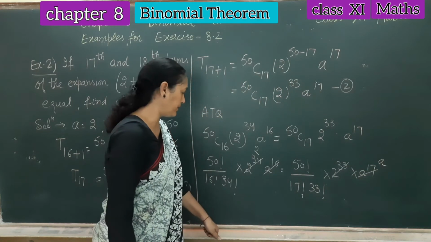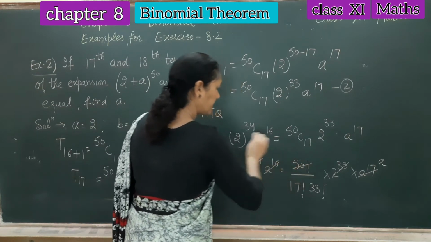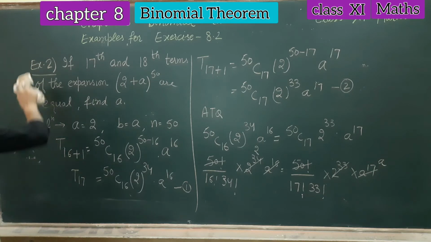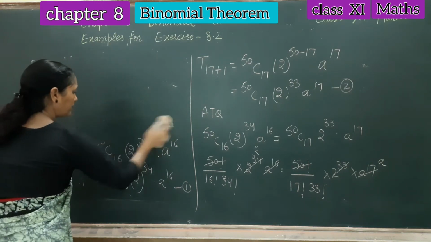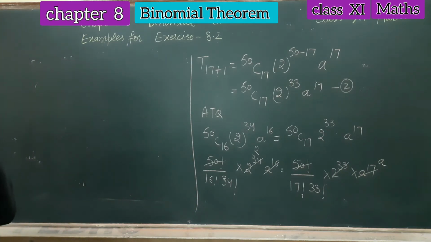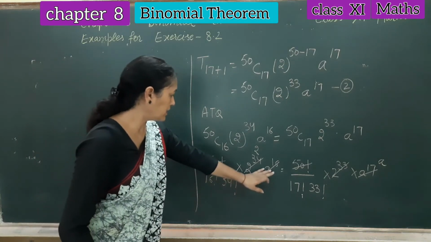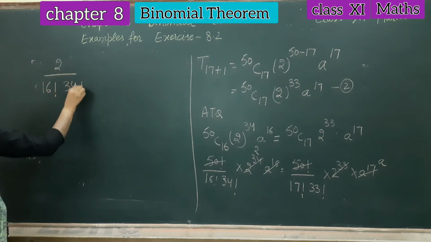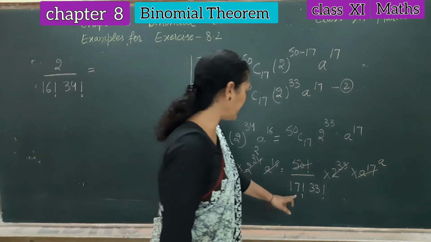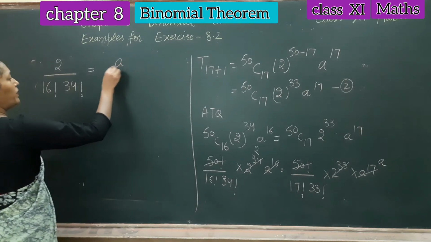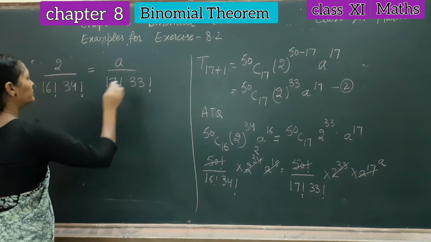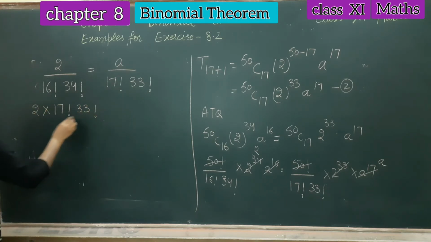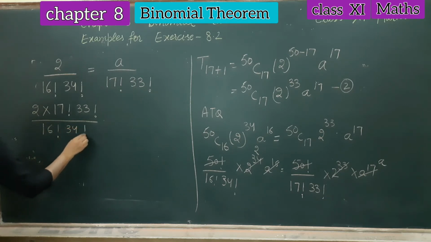You can solve it by the same base method also. Now here, 50 factorial cancels. What are we left with? Nothing is left on this side, only 2 is left. That means 2 upon 16 factorial into 34 factorial equals a upon 17 factorial into 33 factorial. Now, if we shift this side, 2 into 17 factorial, 33 factorial, and in the denominator 16 factorial, 34 factorial, equals a.